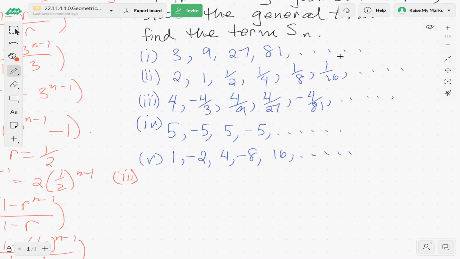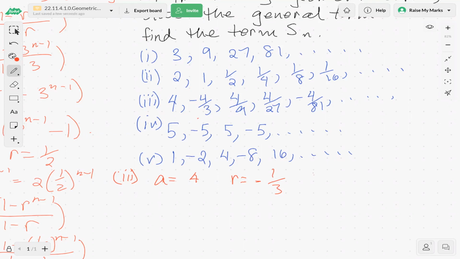So what's our initial term? A equals 4. That's easy. Okay, now what's r? It looks like we're multiplying by a third, but not quite a third, negative 1/3. Look, our second term is negative 4 over 3. The third term is positive 4 over 9. So the signs are alternating.